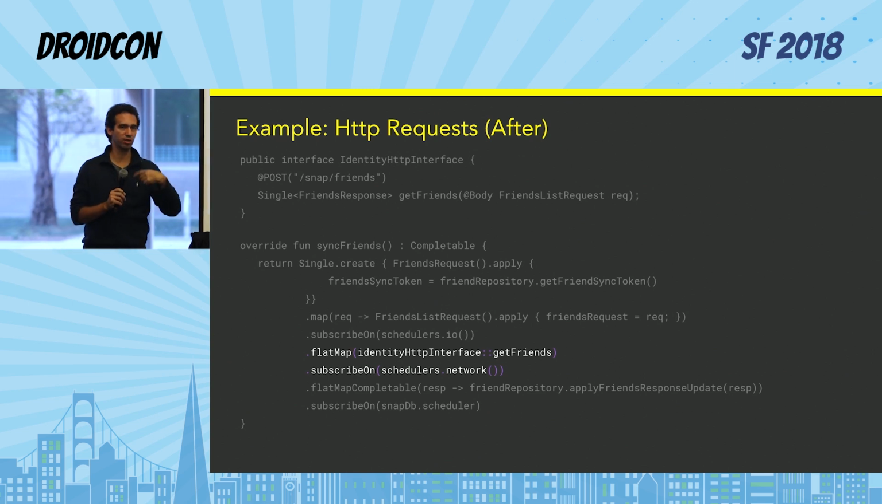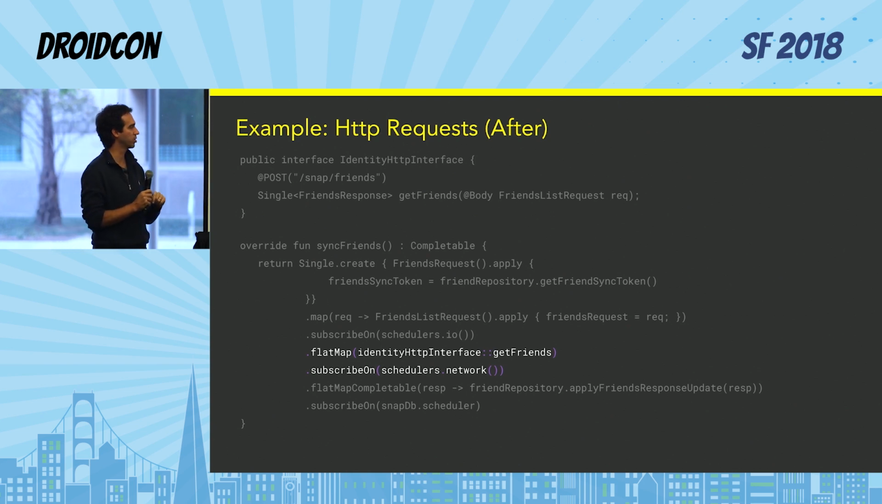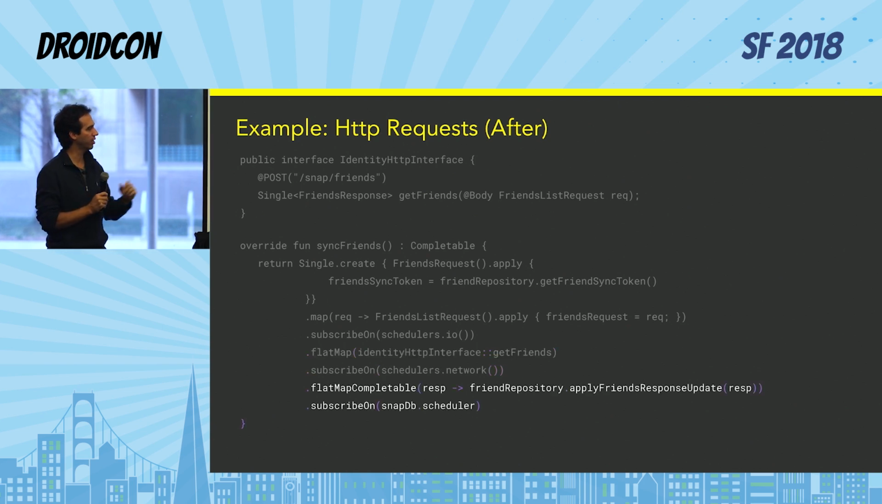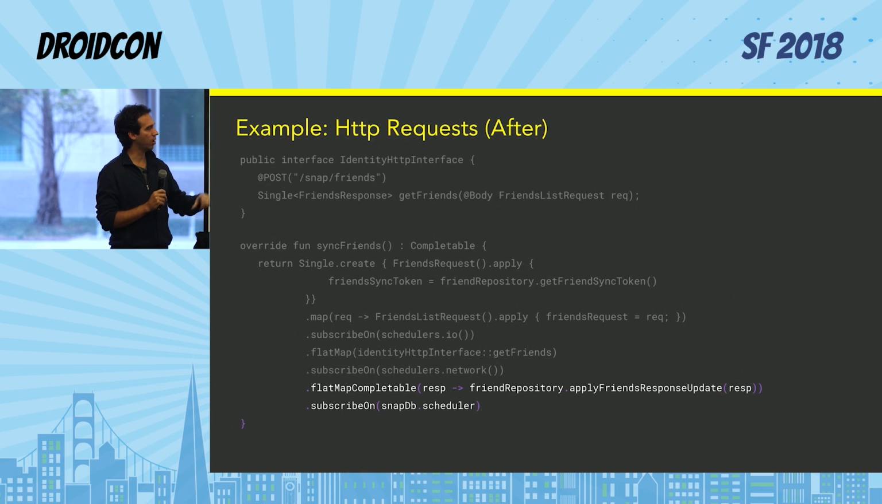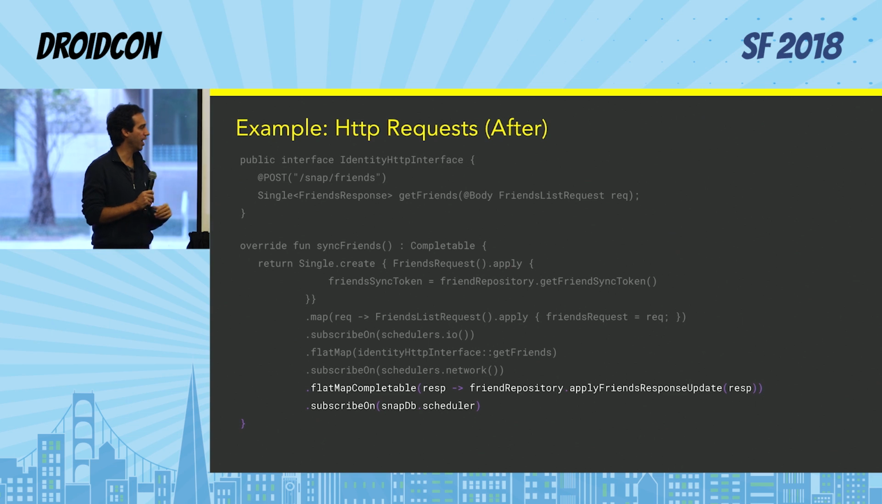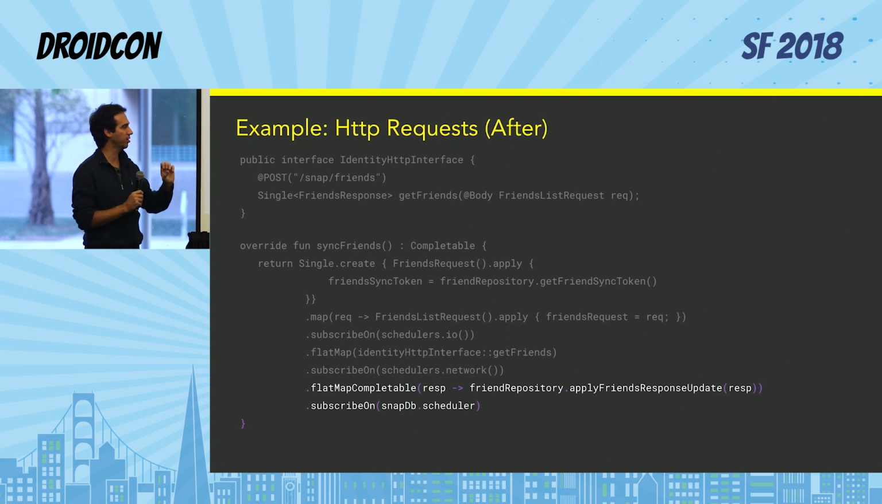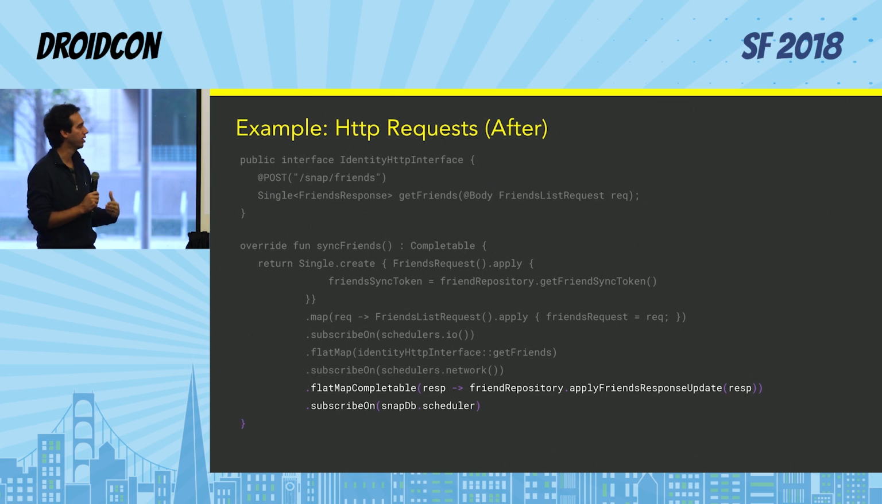So that takes care of doing the request encoding, the network request, the decoding of the payload, and giving us a decoded response. Finally, we take the response and we call into our friend repository to apply it, to save the response to the database, and we do that on the database scheduler because it's writing into the database. This code is very concise, very easy to follow, very easy to see what's happening and also to control which thread everything is happening on.